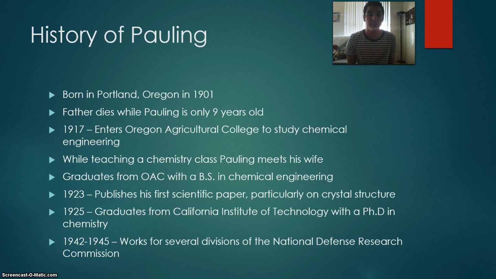In 1923, he published his first scientific paper, particularly on crystal structure, and in 1925 he graduated at the top of his class from California Institute of Technology with a PhD in chemistry.